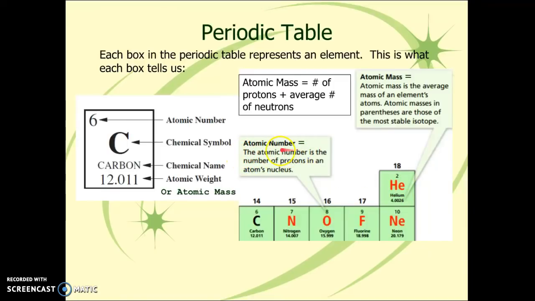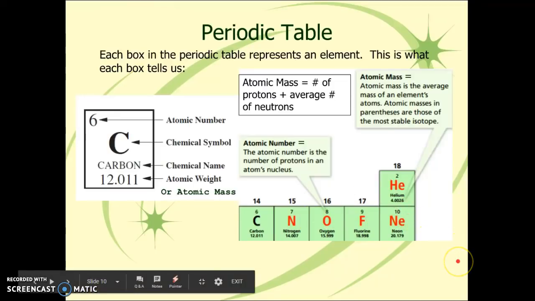The atomic number is the number of protons in an atom's nucleus. We've already said that, right? So that top number really tells us what element it is, but it also tells us how many protons are in that atom. Alright, so make sure you go ahead and get that down.